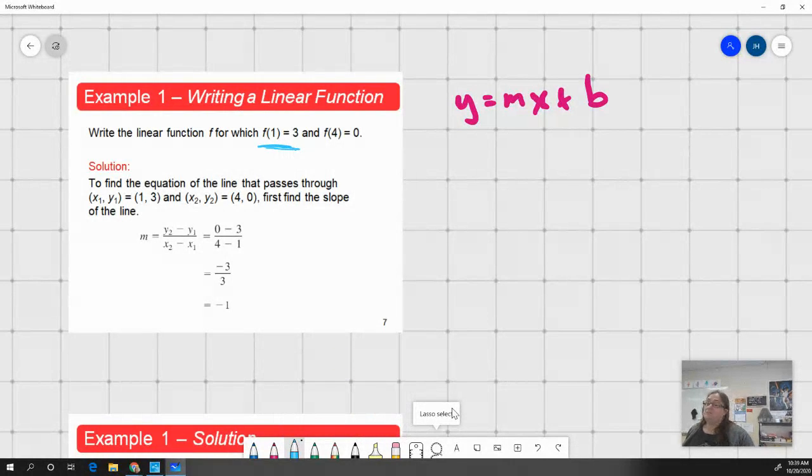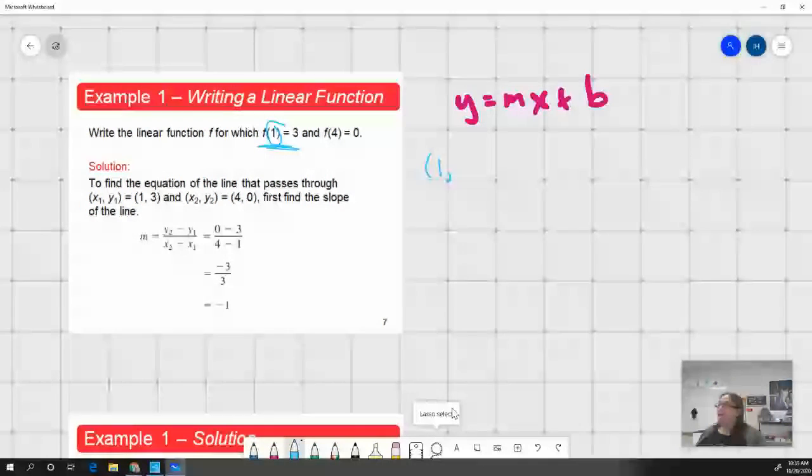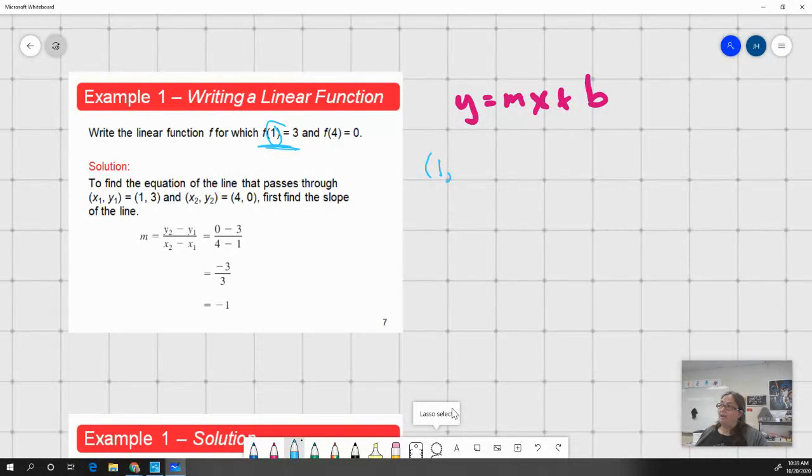You're shown your x and your y, because what we're inputting right here is our x value. So we're going to have a point at an x value of 1, and what it equals is our y value. So our y value is 3. So we have one point at (1, 3). We have another point at (4, 0). Those are our two points for us to get to y equals mx plus b.